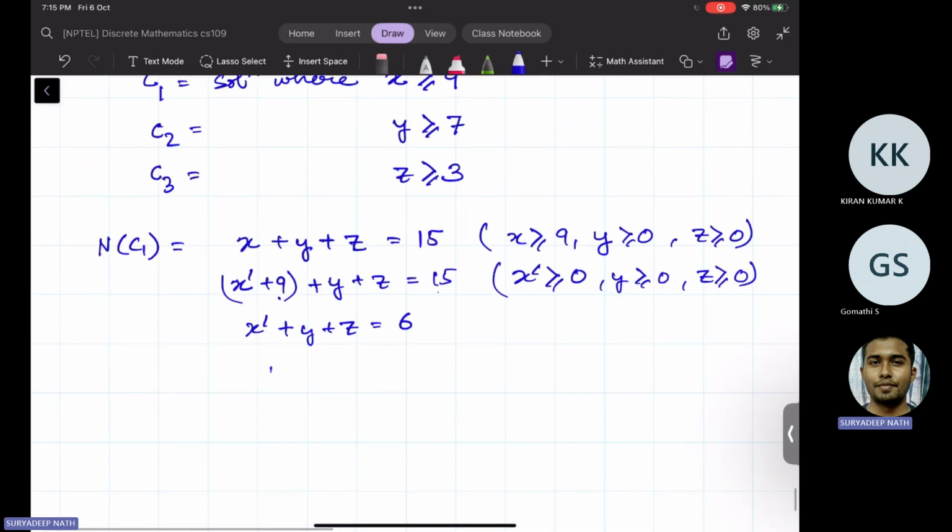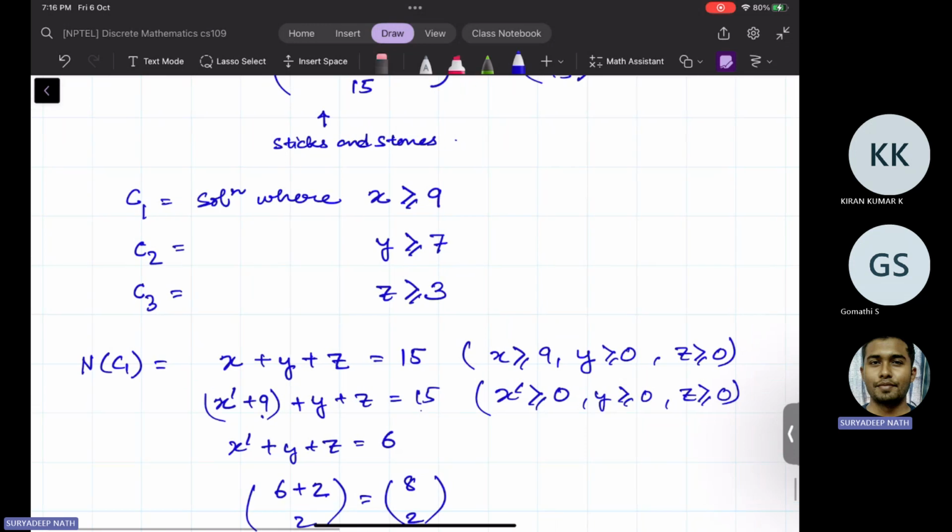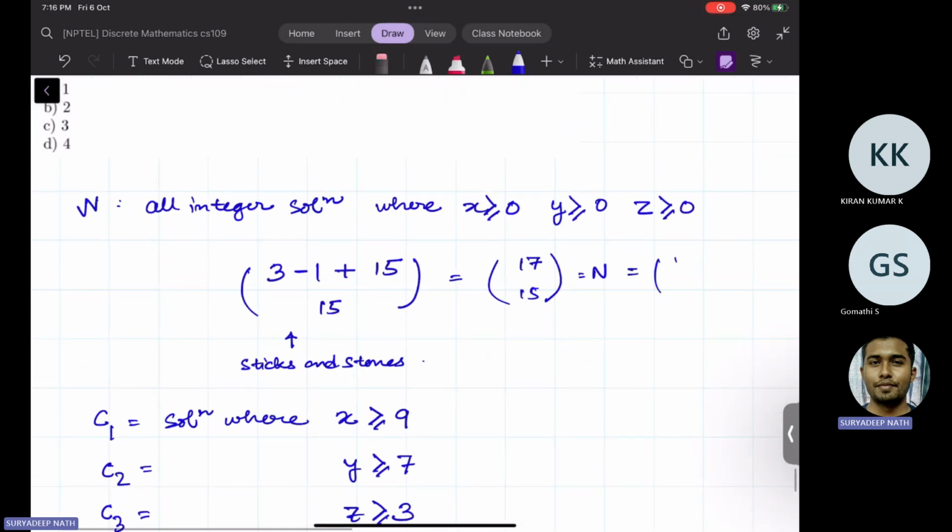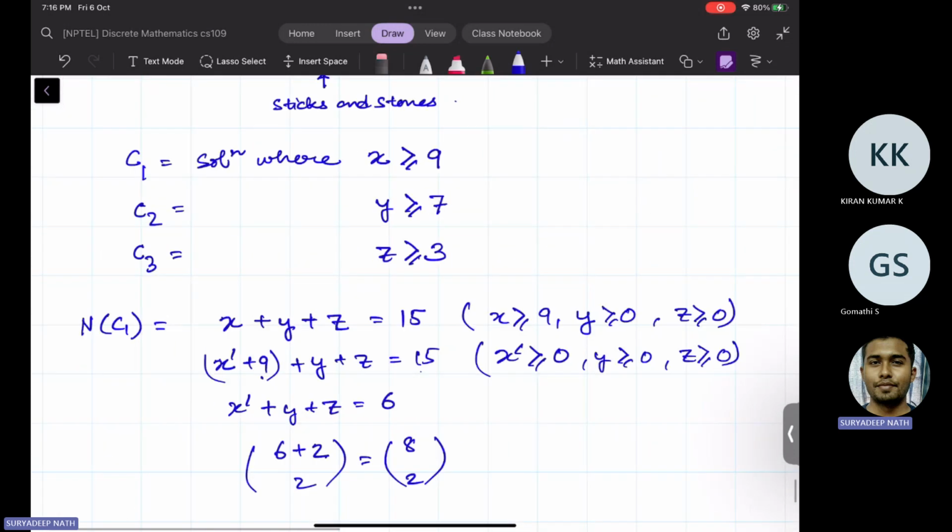So again, this is the stars and bars problem. We have 6 plus 2, C2. So that would be 8 choose 2. So this is actually 17 choose 2 also, same thing.